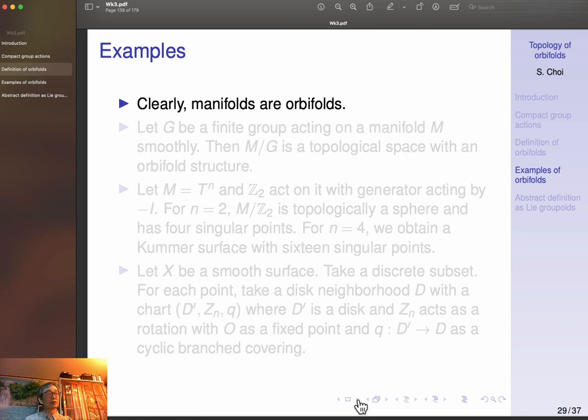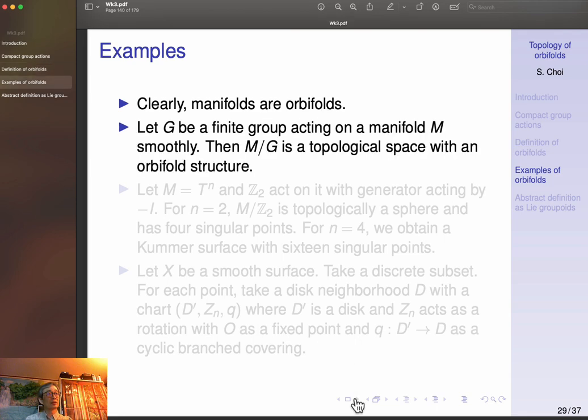So we go to examples. Manifolds are orbifolds because they have a Euclidean-labeled cover where the groups are all trivial. And if G is a finite group acting on a manifold M smoothly, then M/G is a topological space with an orbifold structure. Here, of course, the orbifold chart will be given by the original chart of M, whose image is in M/G. If G has some fixed point, then you can find a local chart where G acts nontrivially and has a fixed point. So you can define this kind of cover when you have a finite group action.